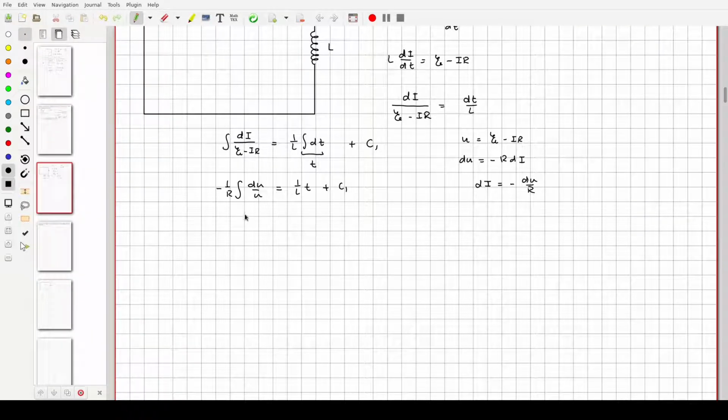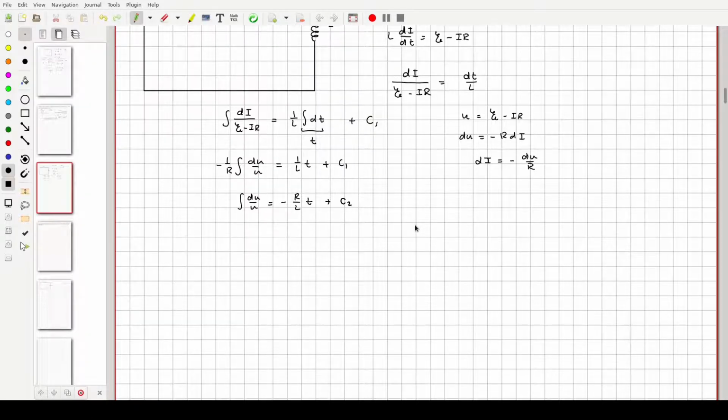Now, the next thing I'm going to do before I perform the integral here is to multiply both sides by minus R. What that's going to do is get rid of this, and then on the right-hand side, I'll have a minus R over L times t plus, now minus R times C1 is just another constant, so I'm going to call that C2.